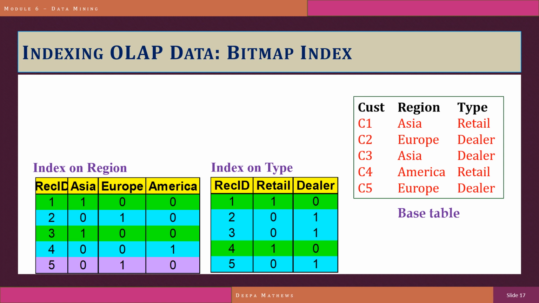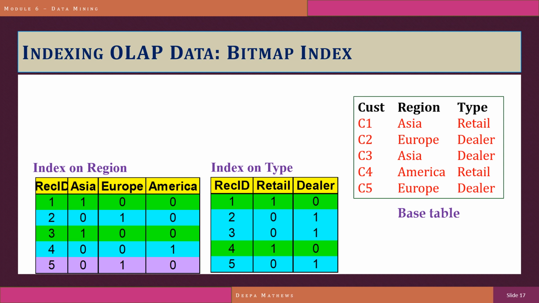Okay, so in the table, we'll be having 3 attributes named Asia, Europe, and America. For the first record, the region is Asia, so the corresponding value is set to 1, and the values for Europe and America are set to 0. So we'll be having the first tuple as 100.